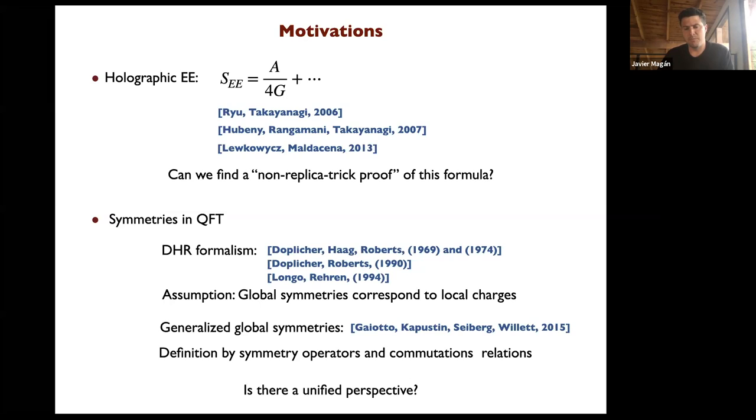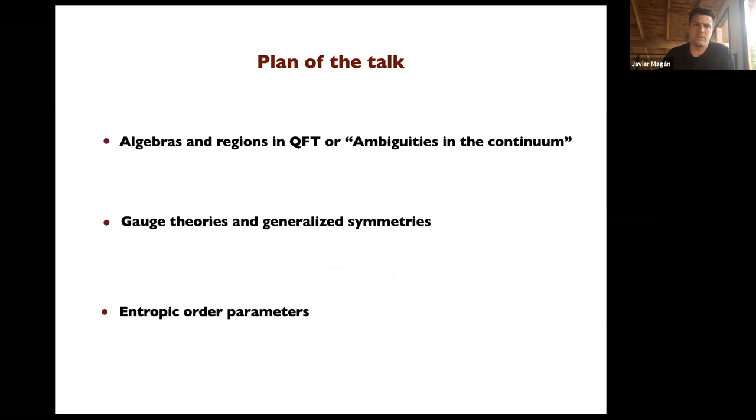So, with these motivations in mind, let me now describe the plan of the talk. First we are going to describe the properties that appear when we associate algebras to space-time regions, but we will do this directly in the continuum quantum field theory. Then we want to describe gauge theories and generalized symmetries from this perspective.